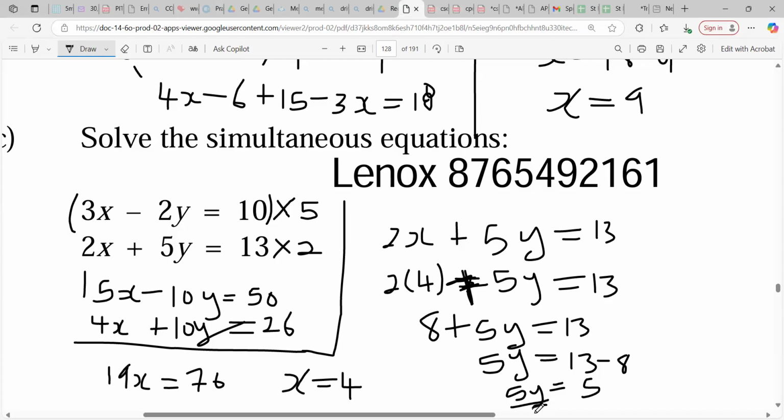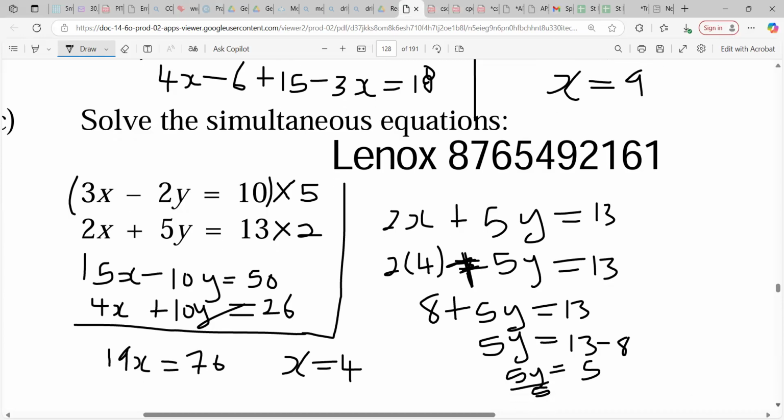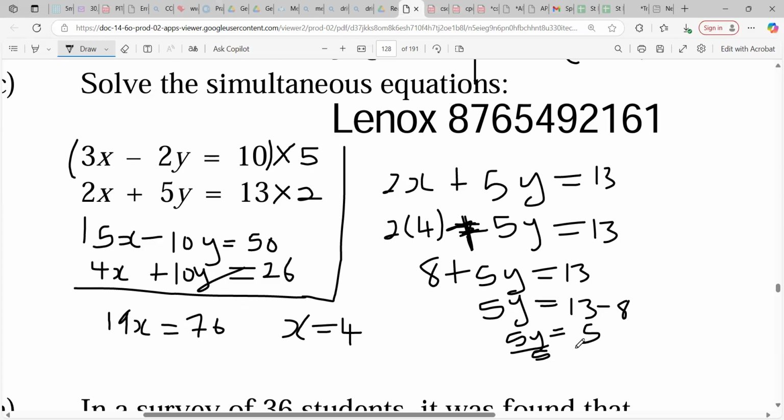For CXC, you have to show your working, you know, guys. You have to show your working. So make sure you show all your working, man. All right, so y is equal to 1.